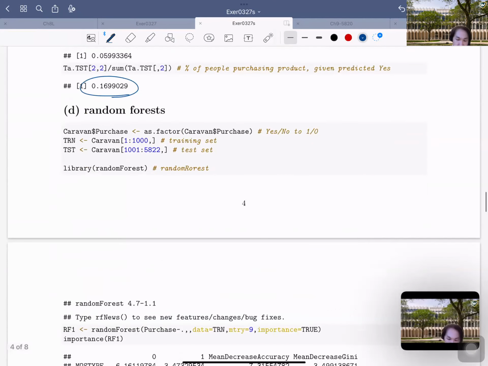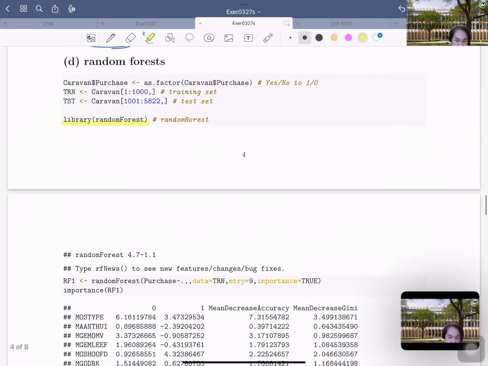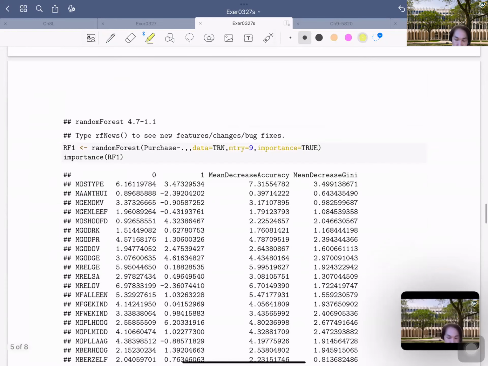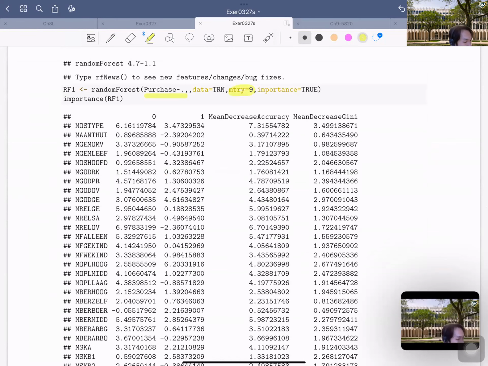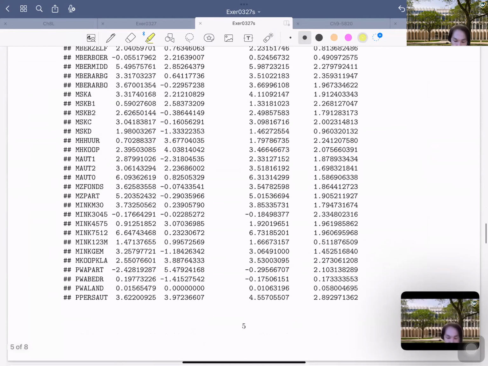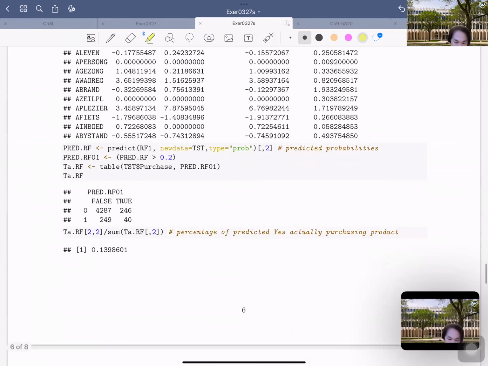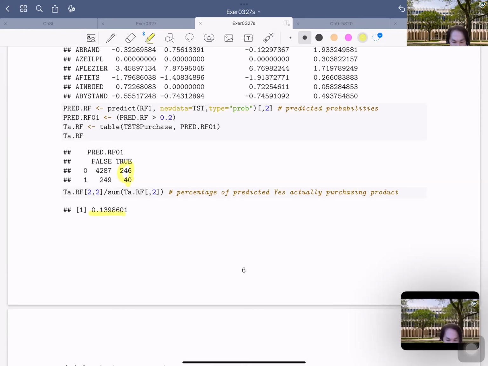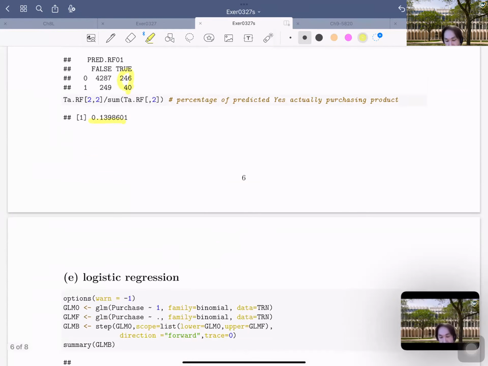And for random forests, you can just follow the same procedure as the example. So you can use library randomForest, and you can do the same thing. And actually, I tried the number of trees equal to 9. This is about maybe the square root of the number of predictors, because the number of predictors is 85 or something. And the performance is not really good here as well. So 0.14. So 14% of people predicted to purchase the product bought the product.